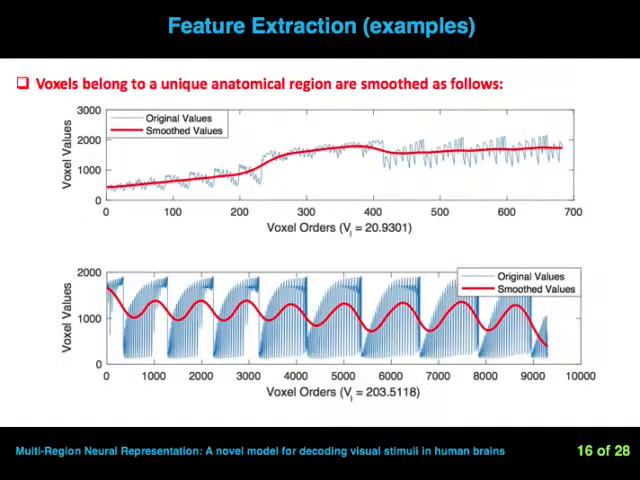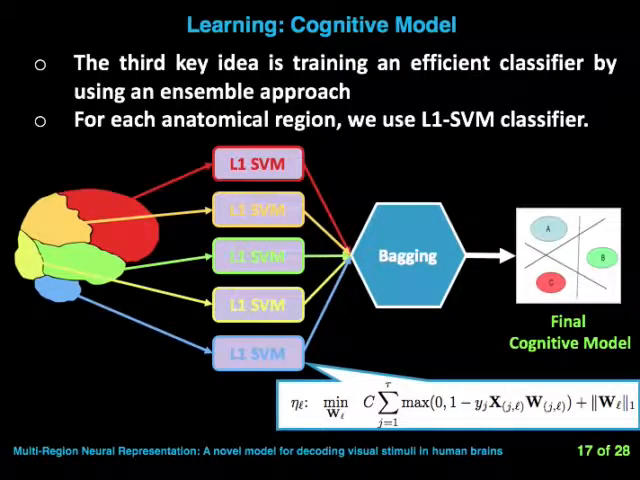There are two examples here for the voxels in anatomical regions. The blue lines are the original values of the voxels, and the red lines are the voxels after Gaussian smoothing. Finally, we train a set of classification models based on the voxels in each of the anatomical regions and then use an ensemble technique for combining them.